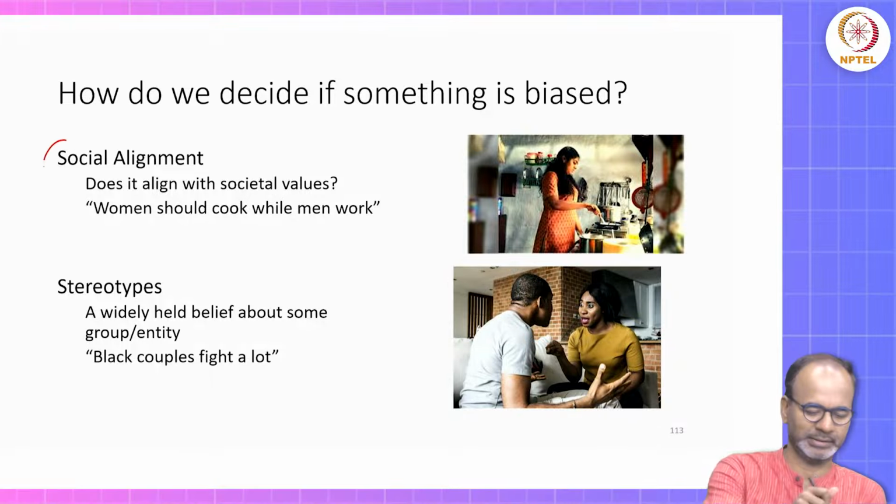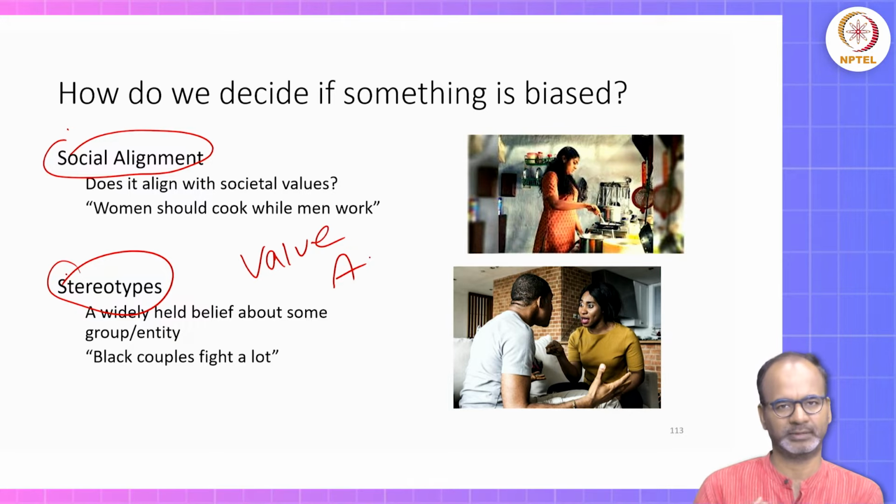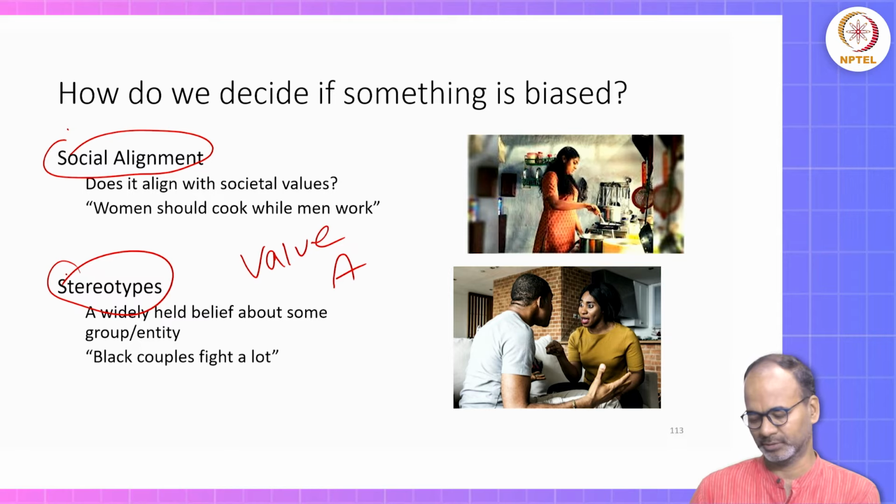Social alignment, stereotypes. These are also called value alignment, right? There are many of these topics coming up where the question is alignment. Bias is also a question of alignment. Meaning most of the topics that we saw as part of this course you can describe as part of alignment also.